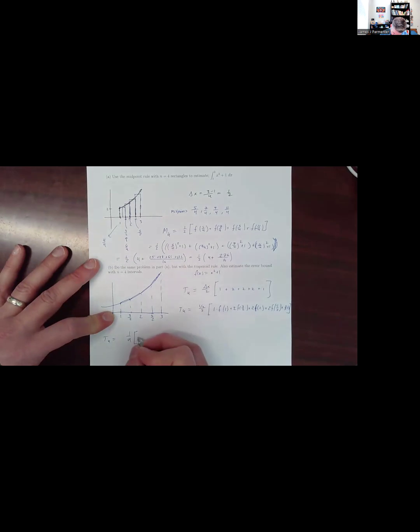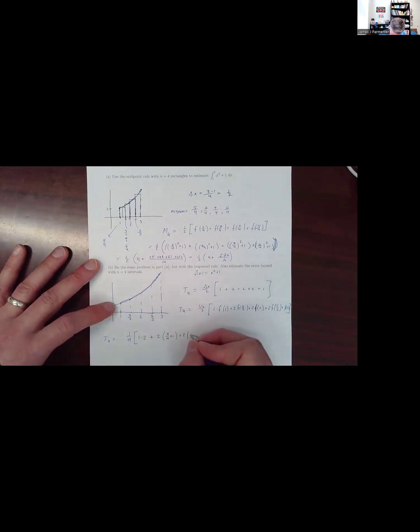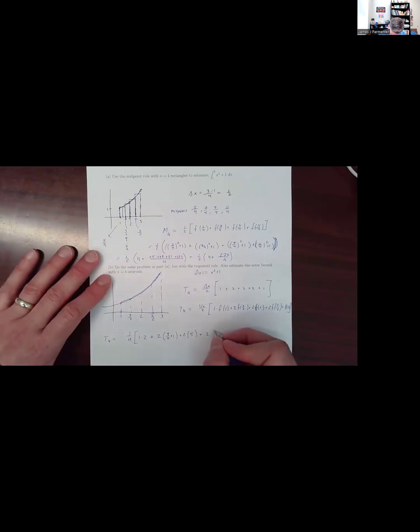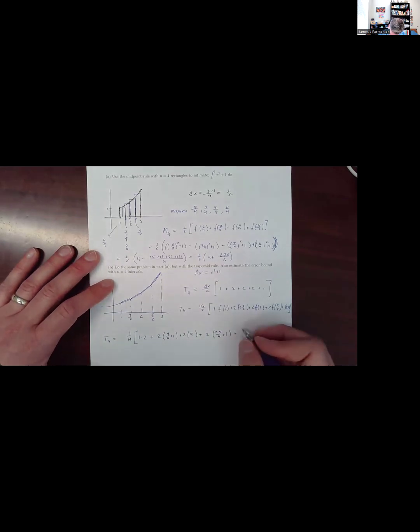So f of 1 is going to be 2. And then 2 times f of 3/2 is going to be 2 times 9/4 plus 1. And then 2 times f of 2 is going to be 2 times 4 plus 1. And then 2 times f of 5/2 is going to be 2 times 25/4 plus 1. And then finally, 1 times f of 3 is going to be 1 times 10.